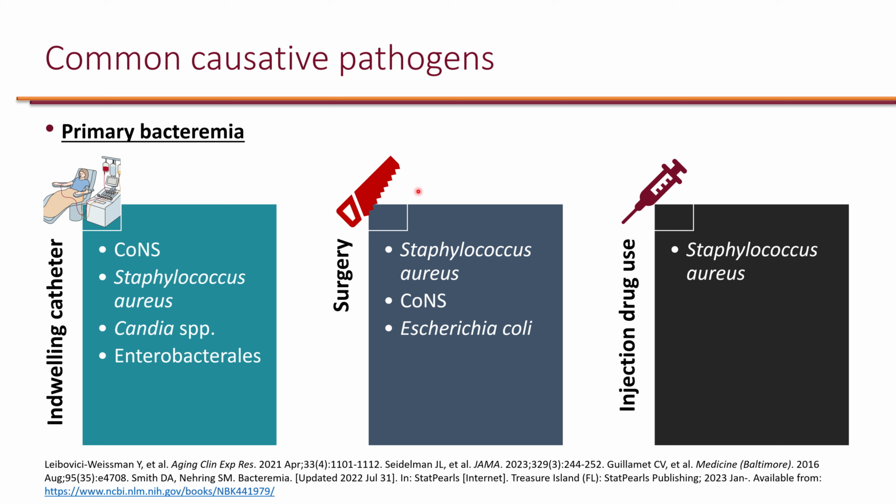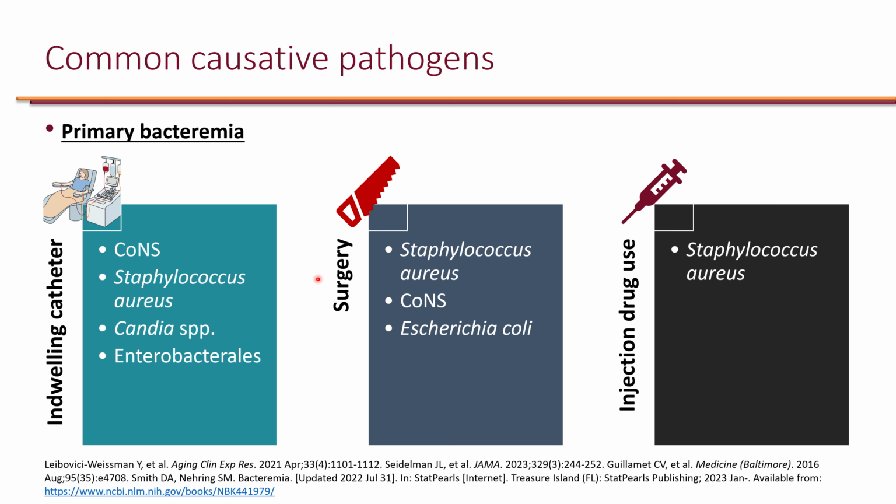So essentially, because the surgeons will cut the skin open, bacteria from the skin can find their way into the blood. So Staph aureus and coag-negative staph are the top two, and of course E. coli can also happen, depending on the type of surgery. And injection drug use, again from the skin. So Staphylococcus aureus is by far the most common causative organism.